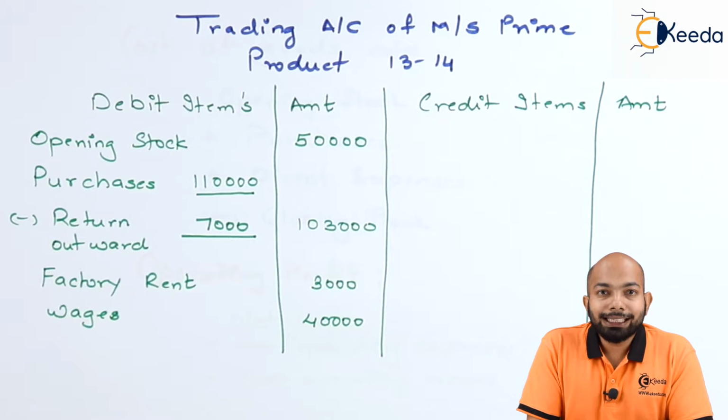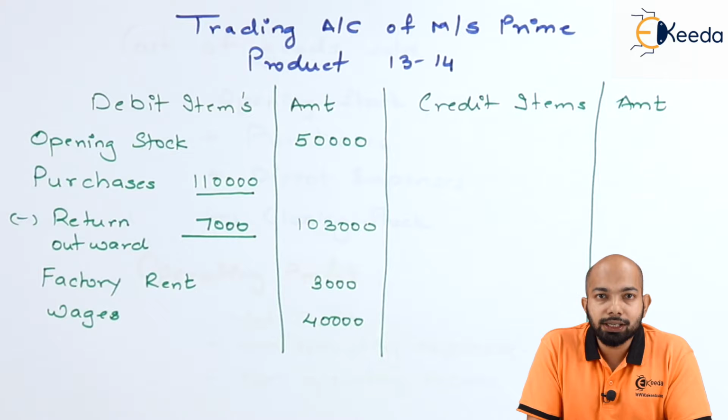If you speak about factory rent or wages, you will further mention these two things on the debit side, as there are no changes or any kind of additional information that has to be added to these things. Hence, the final amount will be mentioned on the debit side itself, that is in the net column or the outer column itself. You don't have to make any changes in it.